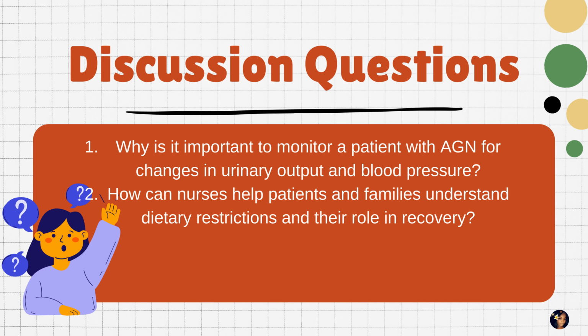Discussion questions for my classmates. Why is it important to monitor a patient with acute glomerulonephritis for changes in urinary output and blood pressure? How can nurses help patients and families understand dietary restrictions and their role in recovery?